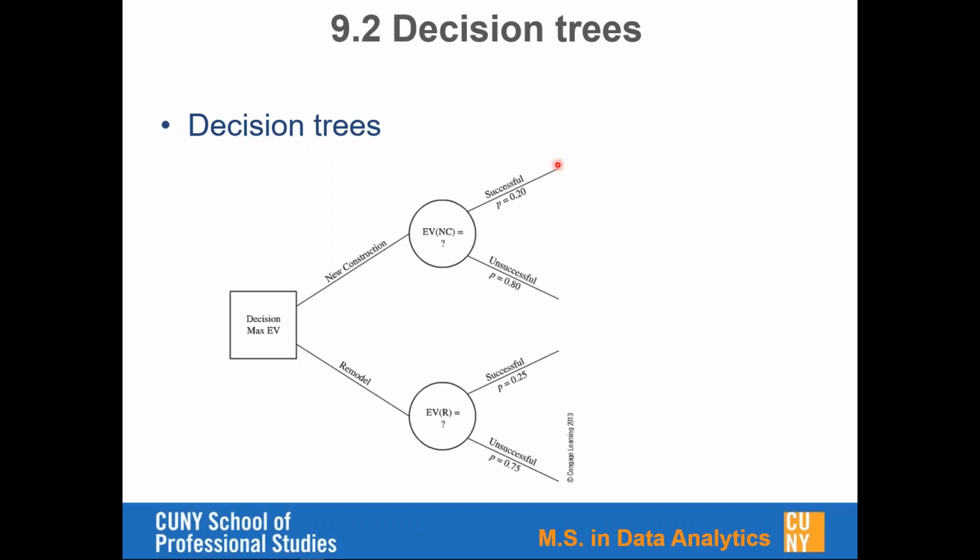with the successful case, there's a value associated with this new construction being successful. What's the value that you can get for this project? And then correspondingly, you would get a value for the case that new construction is unsuccessful. And then you would have the other two cases as well. Remodeling successful, what's the value? What's the output of this path? And then what's the output of the remodel unsuccessful case? So you have to put all the different values at the end of each path.